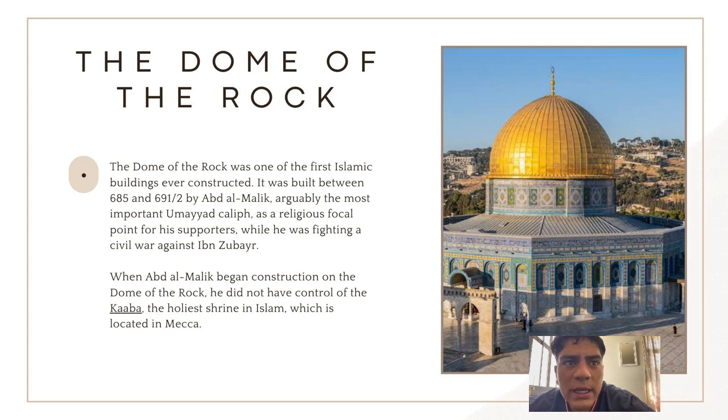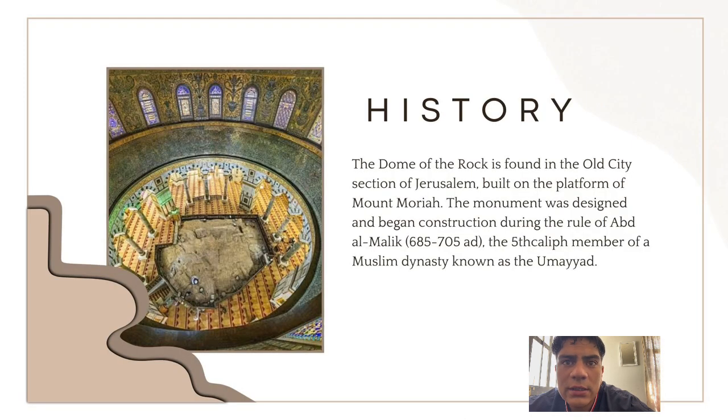When Abd al-Malik began construction of the Dome of the Rock, he didn't have control of the Kaaba, the holy shrine in Islam, which is located in Mecca. Well, we can also include that this work is found in the Old City section of Jerusalem, built on the platform of Mount Moriah.